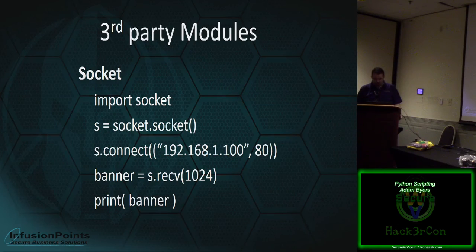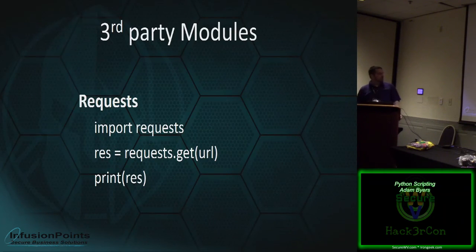But that'll get you the first 2,000 bits. Requests, this is why I like it. It's just very, very simple. requests.get(url), print the result. And that may have to be result.content. I may have to test that too, but I can. But yeah, requests, I'd recommend trying that out.